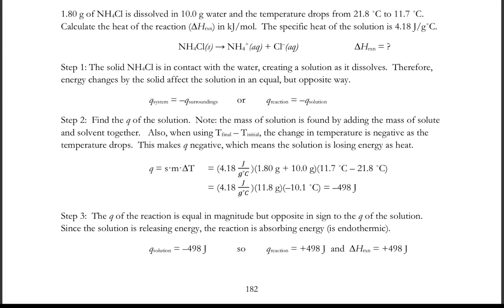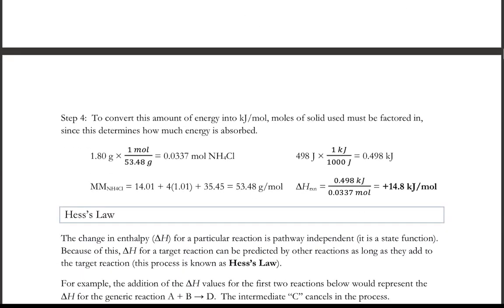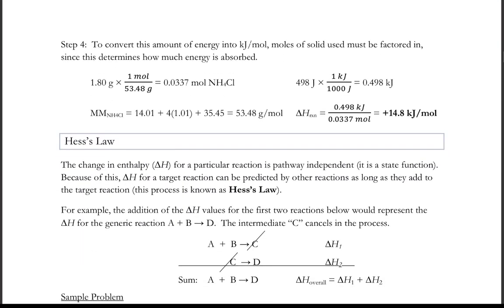So what we have to do is convert these 1.80 grams of ammonium chloride into moles, divide that into our 498 joules, also convert from joules to kilojoules. And here we have done that. That's called here step 4. So 1.80 grams times the quantity 1 mole per 53.48 grams. That would be the molar mass of ammonium chloride.